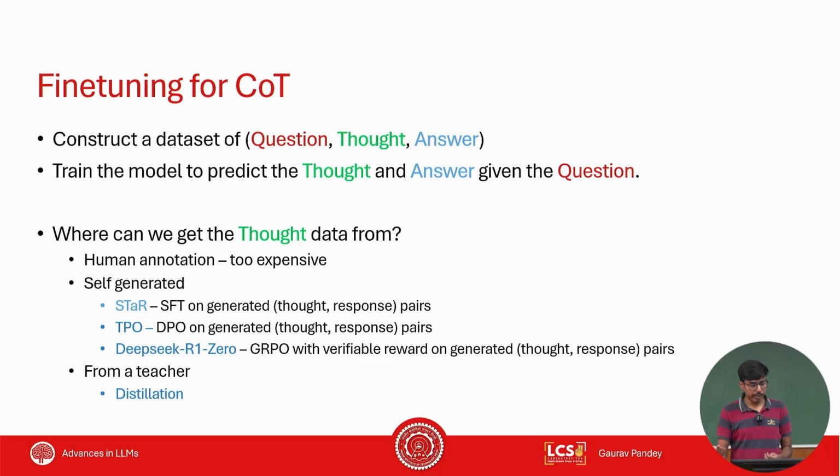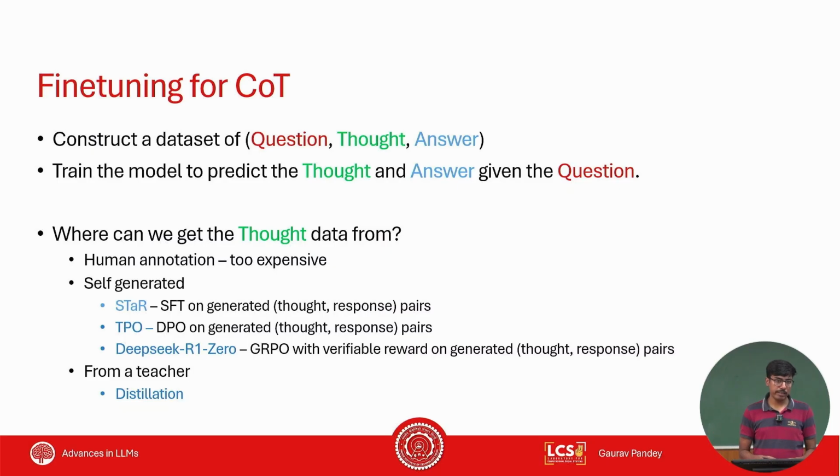But where do we get this thought data from? We can use human annotation. Some people have used human annotation in the past, but it's very expensive for a human to write a thought for every answer and then the solution. It's probably not something that you want to spend money on.